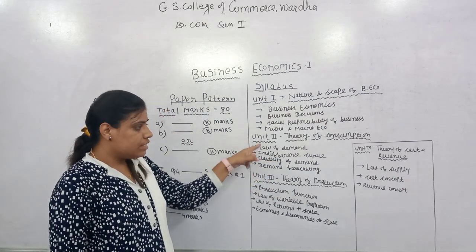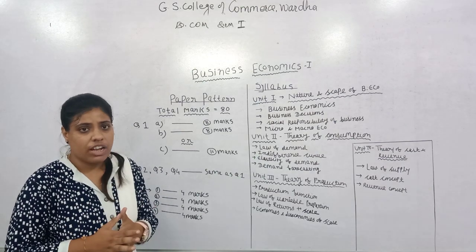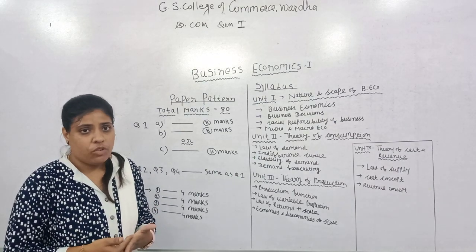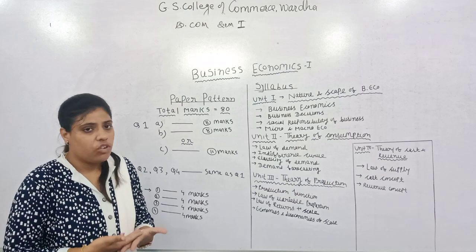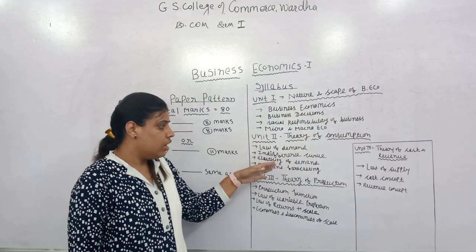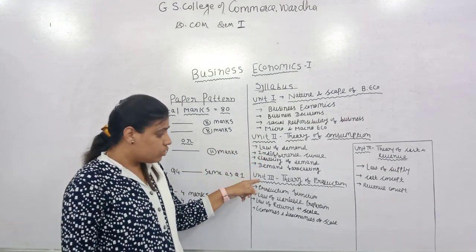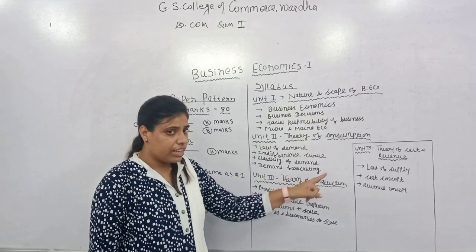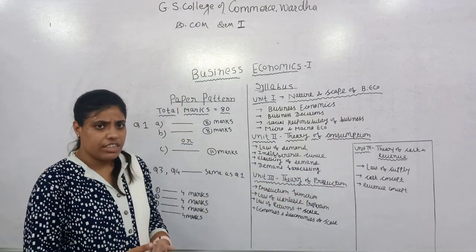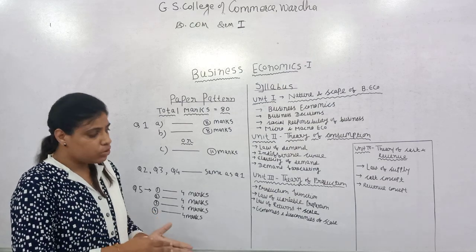Then the fourth chapter under the second unit is demand forecasting. Here we will see the concept of demand forecasting, the importance of demand forecasting, objectives of demand forecasting, and then the method used for demand forecasting. Okay, here we are done with our second unit. Then unit 3 will consist of theories of production. It will consist of the various laws and theories which are pertaining to the production.